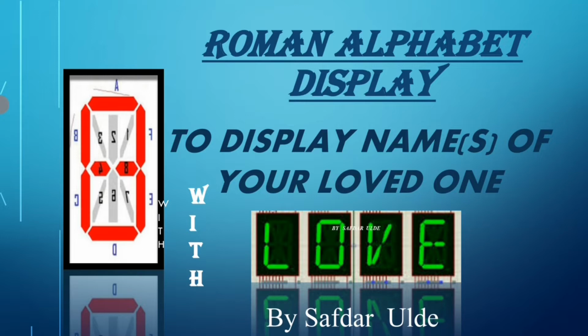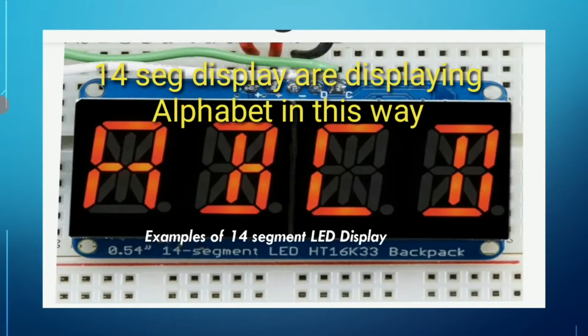Let's learn to construct a circuit to display the name of your loved ones using this Roman alphabet display. Alphabet you can display like this: A B C D L O V E using a 14 segment display. For numbers you use a 7 segment display, and for alphabet you require this 14 segment display.